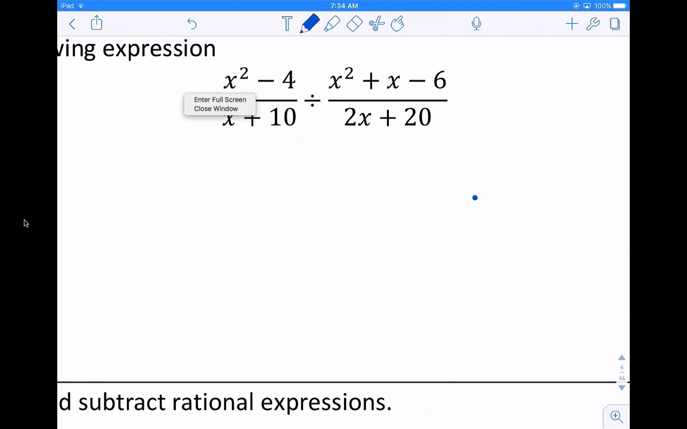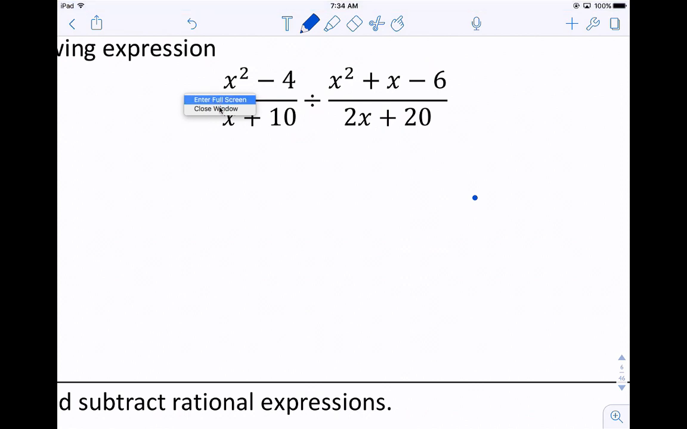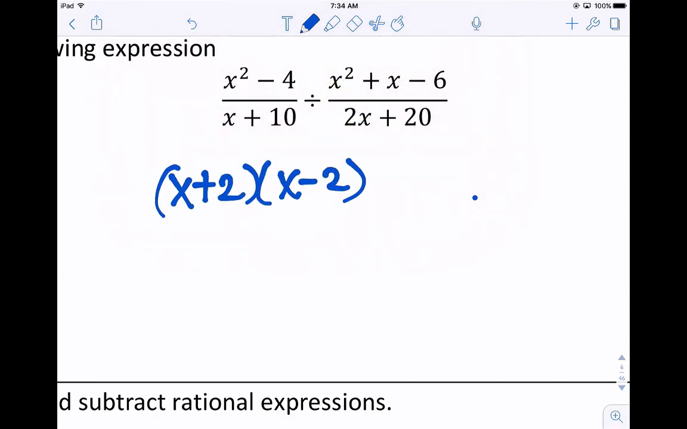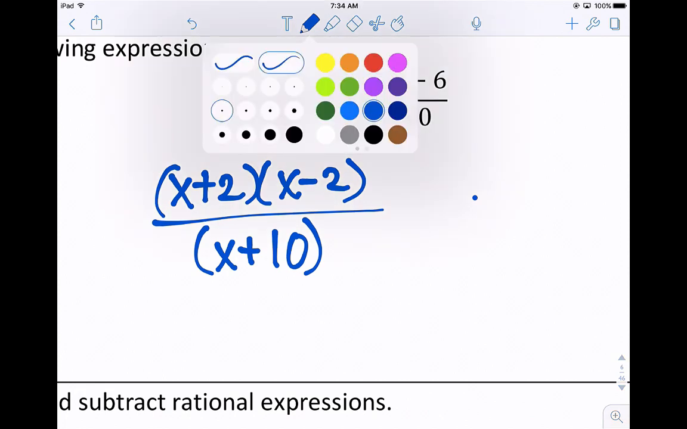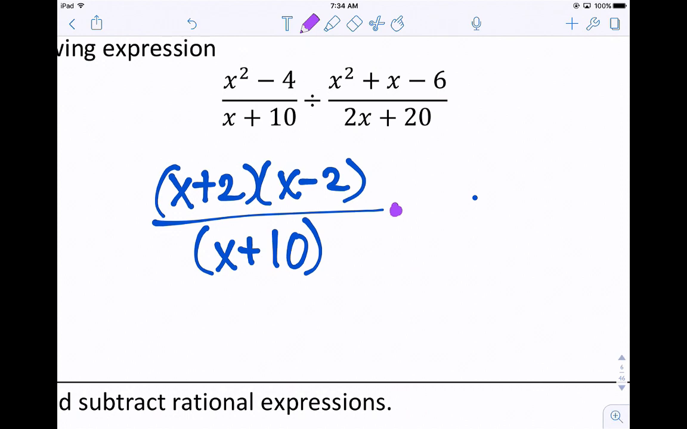If we take a look at the first numerator, we have x squared minus 4, and you should hopefully notice that that is a difference of squares, and that would factor to x plus 2, x minus 2. The denominator is already factored, x plus 10, just x and a number. And then we have a division problem, which we talked about yesterday. We can change to multiplication and then flip the second fraction.